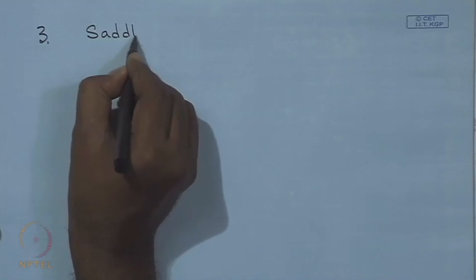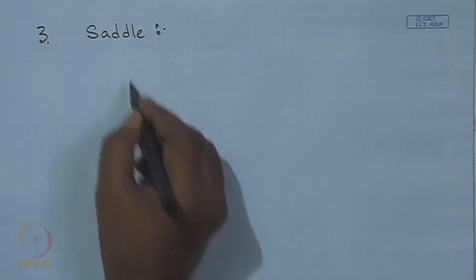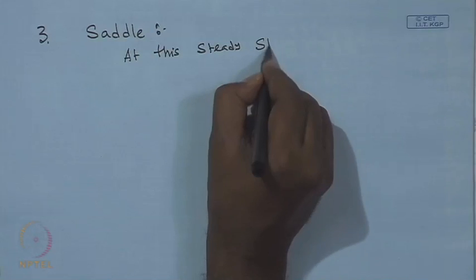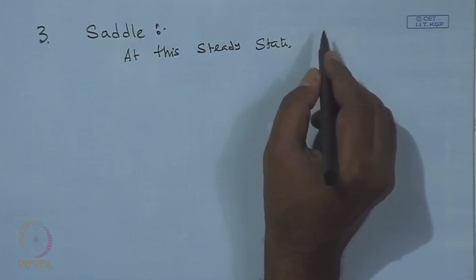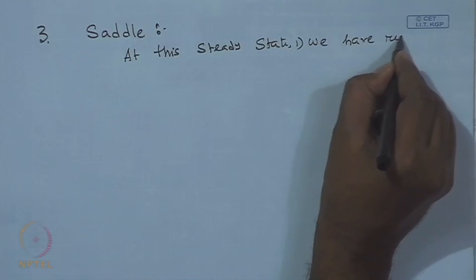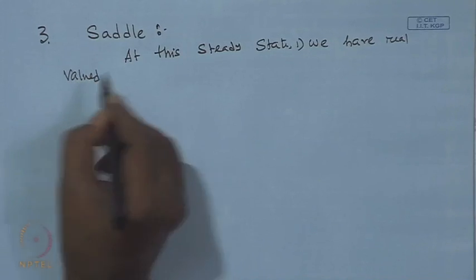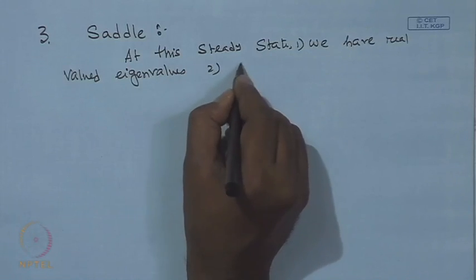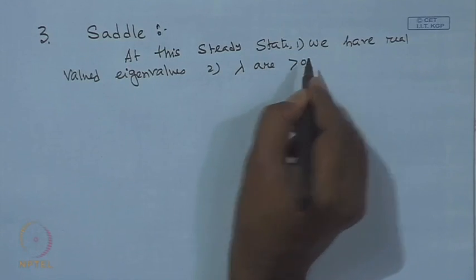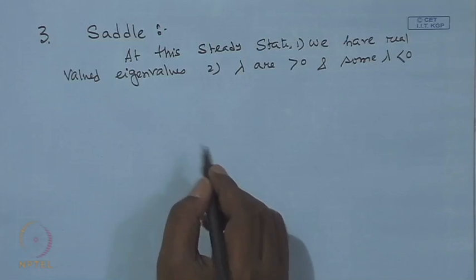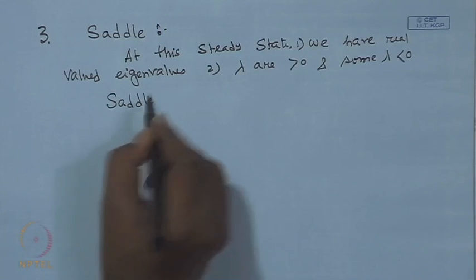So, the next steady state that we talk about is the saddle point, the saddle steady state. Let us see what a saddle is. At this steady state, some eigenvalues are positive and some eigenvalues are negative. The first condition for the saddle is that we have real-valued eigenvalues. Secondly, some lambdas are positive and some lambdas are negative. So, the saddle is always unstable.